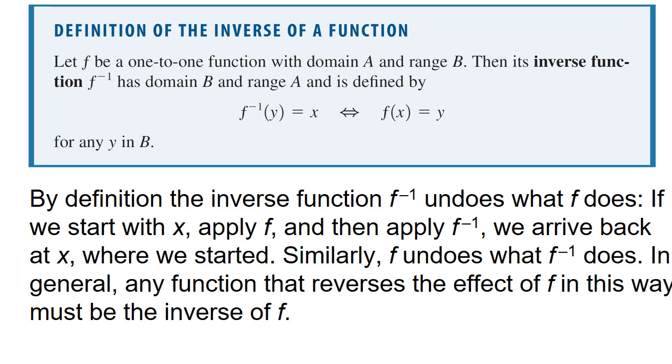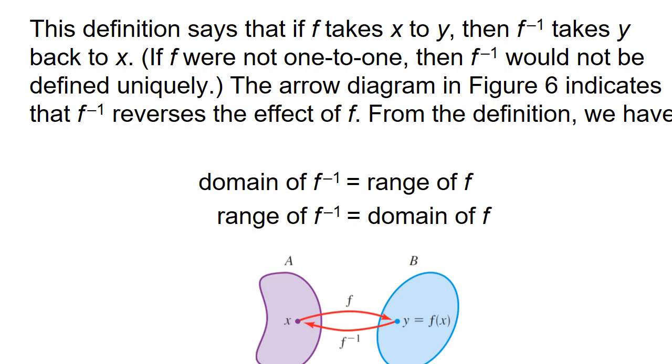By definition, the inverse function undoes what f does. If we start with x, apply f, and then apply f inverse, we arrive back at x where we started. Similarly, f undoes what f inverse does. In general, any function that reverses the effect of f in this way must be the inverse of f. The definition says that if f takes x to y, then f inverse takes y back to x.